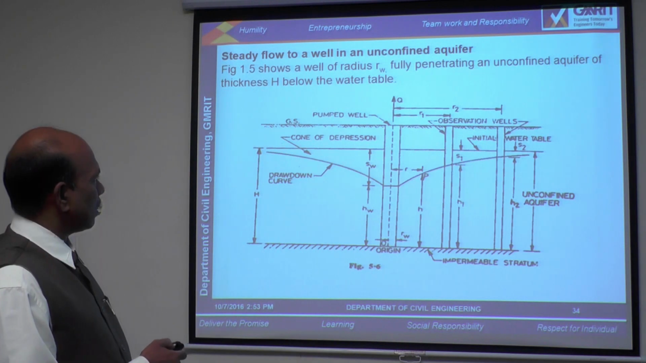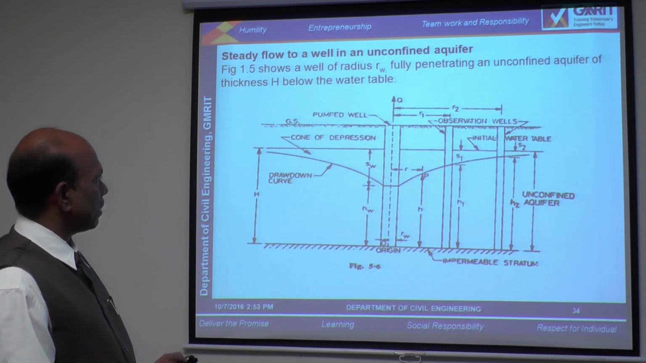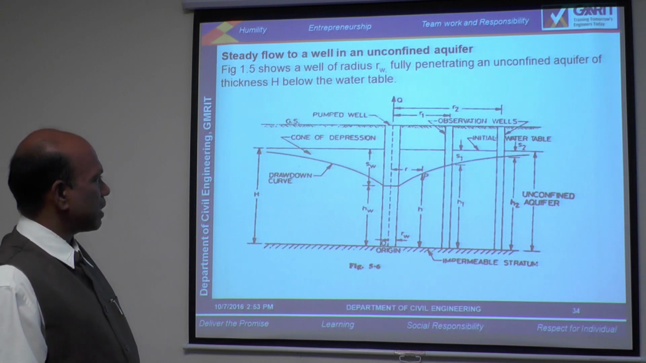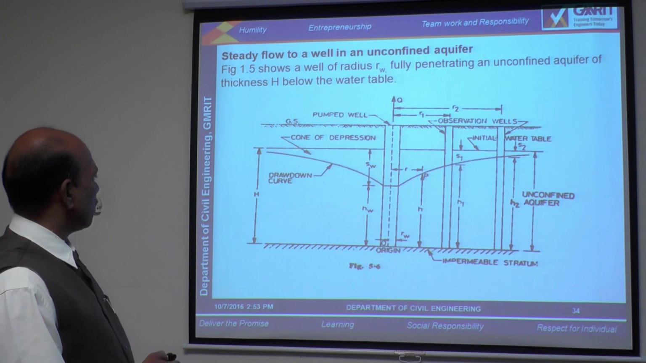This is the unconfined aquifer. The bottom layer is an impervious layer. This is the ground surface. This is the water table. So one side is completely impervious, and the other side is the water table. This is known as an unconfined aquifer. In this aquifer, the thickness from the water table to the bottom of the well is h.